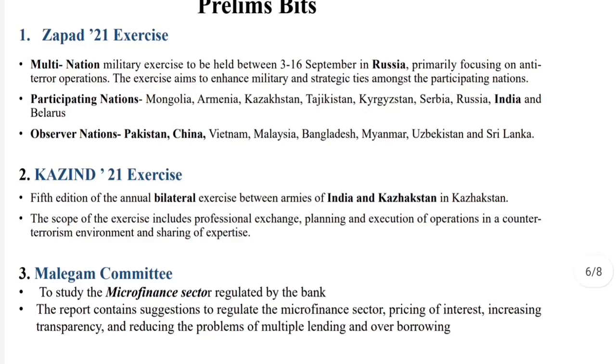Next we have the Malegam Committee. The committee was formed to study the microfinance sector in India, which is regulated by the bank. The report contains suggestions to regulate the microfinance sector, pricing of interest, increasing transparency, and reducing the problems of multiple lending and overborrowing. Here we have to remember that the Malegam Committee also presented a report on the economic capital framework of the RBI, but it was overridden by the Bimal Jalan Committee on economic capital framework.